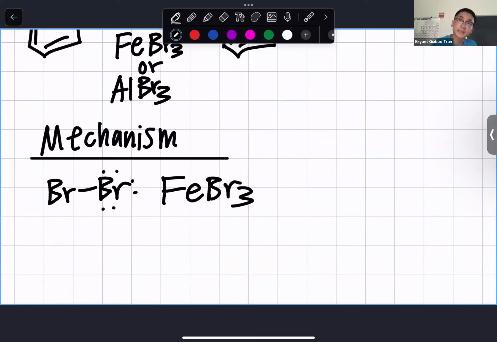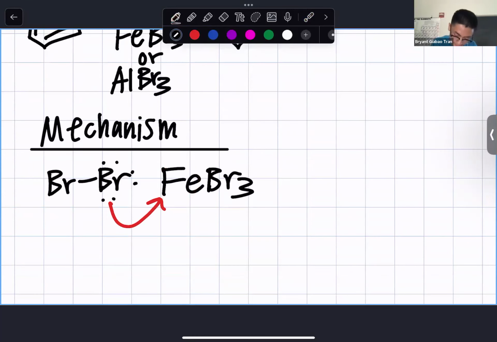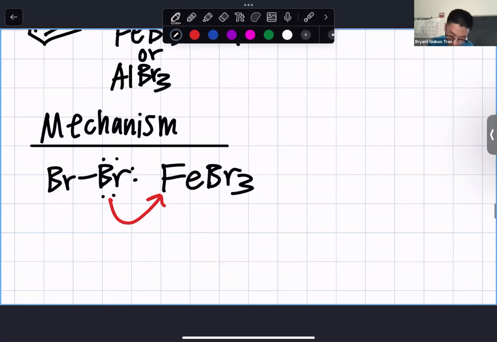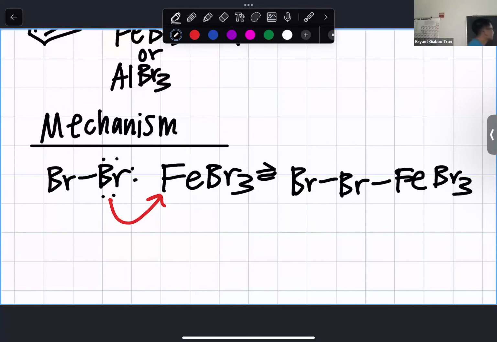One of the Br's of the Br2 is going to attack the metal, iron or aluminum. That is going to give me this structure here. What would be the charge of this bromine here with 2 bonds now? Yeah, positive charge. And this iron here is going to have a negative charge because it has 4 bonds now. So positive charge on that bromine, negative charge on that iron, right?